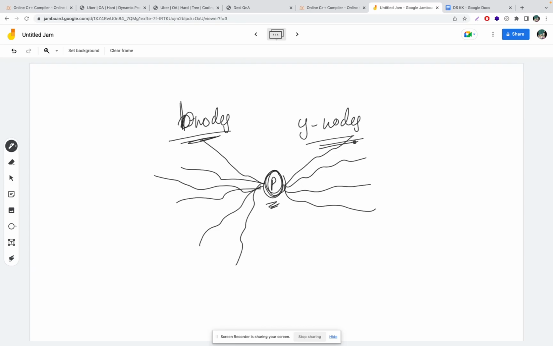So what will be the number of paths which involve exactly one prime number? It will be b into y. As easy as that. So this concept we need to clear up.